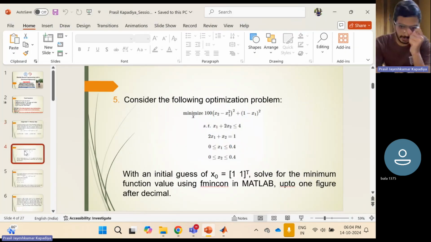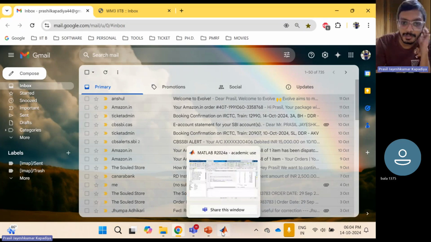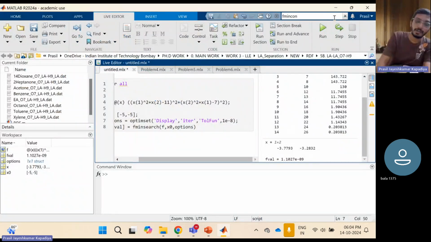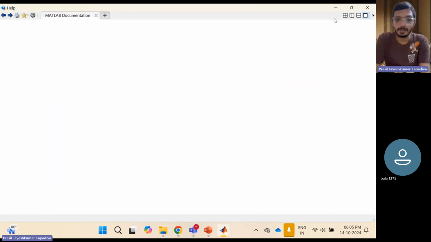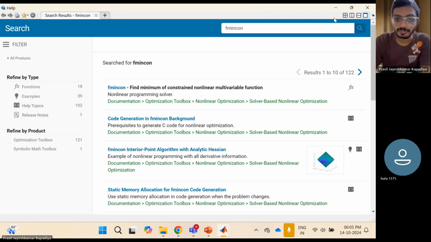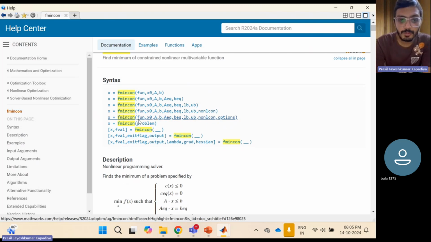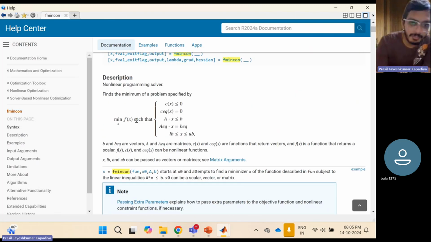Further, what did we start with? We started with the fmincon function. I will spend some time here again, because this is a bit confusing. So let's first search about fmincon. The next problem we are supposed to solve using fmincon. This is the syntax of fmincon. My minimization function f of x is such that c of x is less than or equal to 0, ceq of x is equal to 0, Ax is less than or equal to b, Aeq into x is equal to beq, and lower bound and upper bound are given.